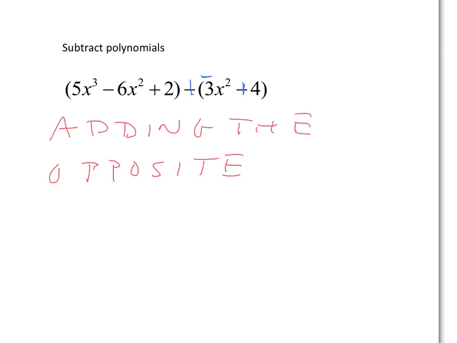a minus, and that turns into a plus. And that way there's no worrying as I'm going along. I just add everything, and I think it's much easier. So what do I have? 5x to the third? No other x to the thirds. Minus 6x squared plus negative 3x squared. That's going to give me minus 9x squared. And then plus 2 combined with a plus 4 is plus 6.